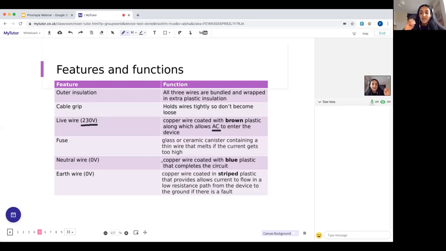So it takes the current and puts it straight into the ground rather than the current getting released into your body, which is obviously not very good. And that's a low resistance path. The reason that it's a low resistance path is so that we can allow as much current to flow out of it as possible. We want as much current to go to the ground as we can. If you remember, that comes from V equals IR. If we have a very low resistance, we must have a very high current coming out for a certain voltage. Okay, so they are the functions of every single part of the plug.